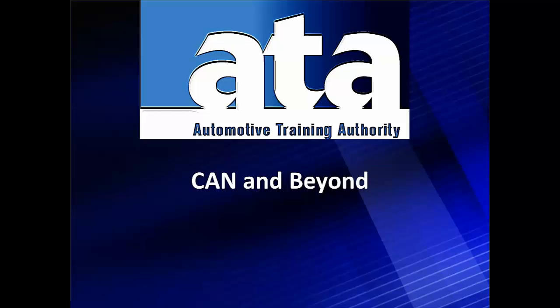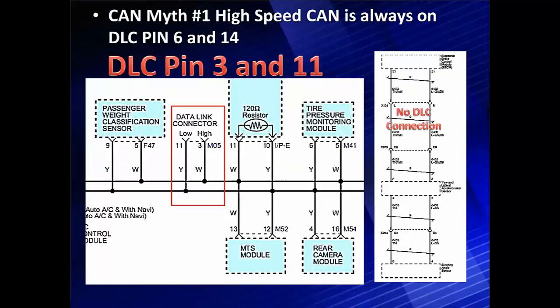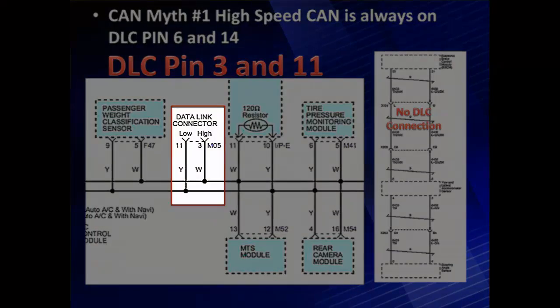One of the questions we're frequently asked is what's different about automotive training authorities, CAN and beyond? Why is it different? Well, let's attack some of the myths that are missed in many of the training classes out there for CAN. First of all, myth number one for CAN is that high-speed CAN is always on pin 6 and 14. Sorry, that's not always true. Here's a 2013 vehicle and high-speed CAN is on 3 and 11.